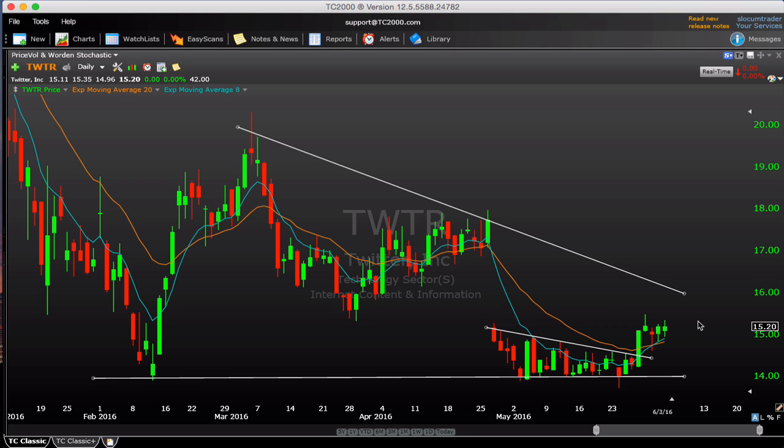So that's sort of how I'm looking at the high beta names. They're at all interesting spots at short-term support. Let's see what they do next week.